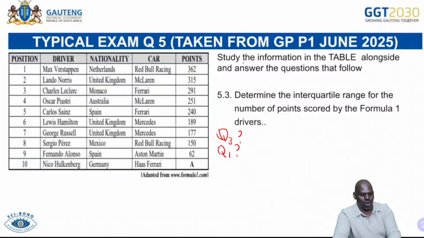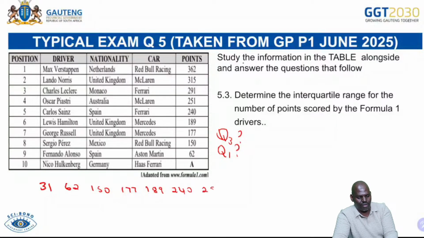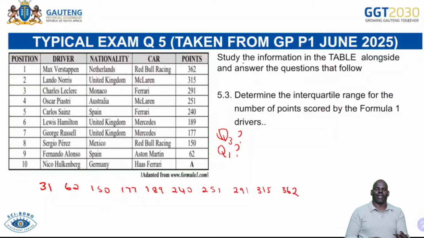Okay, let's arrange this. From these values, we knew that the value of A we have already calculated is 31. So we can say 31, then 62, 150, 177, 189, 240, 251, 291, 315, and then 362. The other thing that is very important is after rewriting them down, you need to count. If we check in the table, there are 10. So let's check 1, 2, 3, 4, 5, 6, 7, 8, 9, 10. There are still 10. We didn't leave any number out.